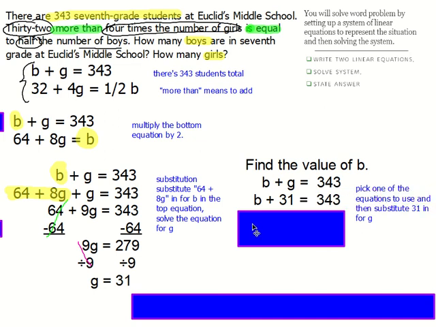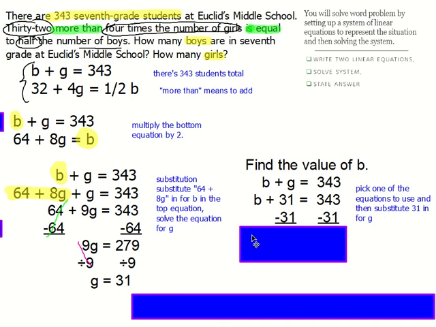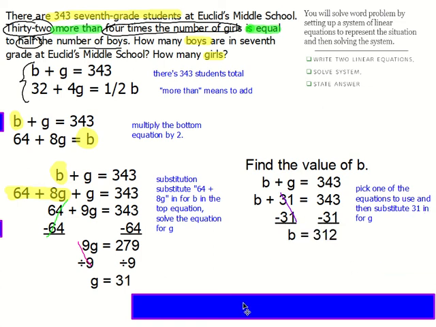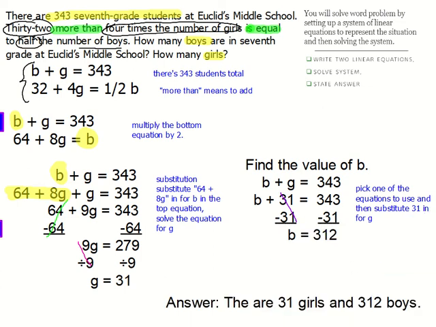This is just a single step equation. The opposite of adding 31 is subtracting it. So subtract 31 from both sides. And you know the 31's cancel on the left. And do your subtraction on the right, and you get 312. So therefore our answer is there are 31 girls and 312 boys.